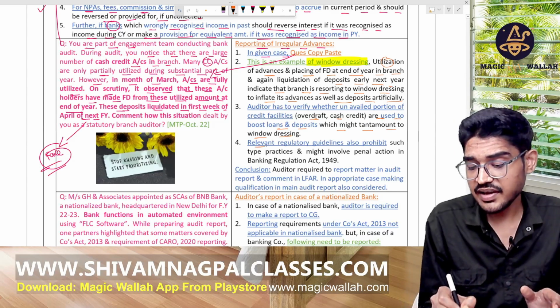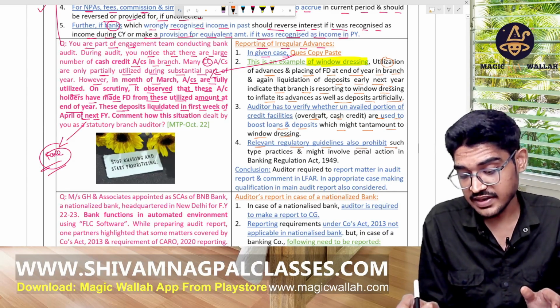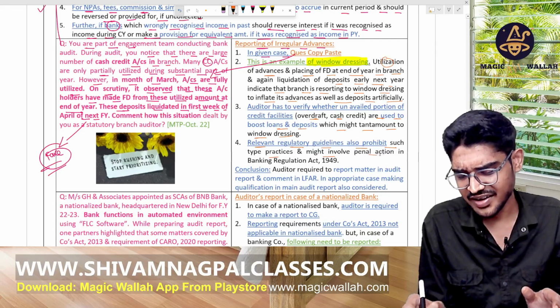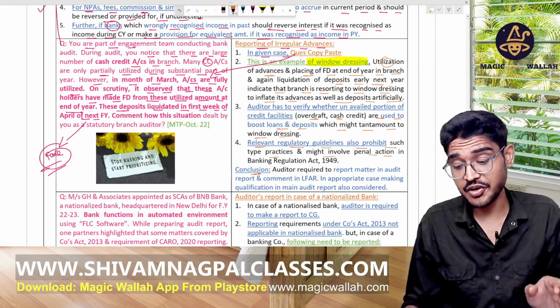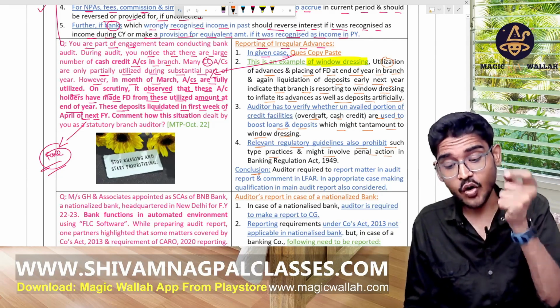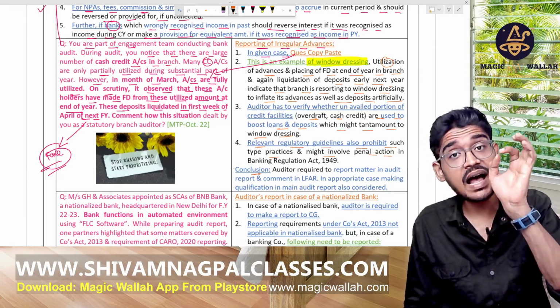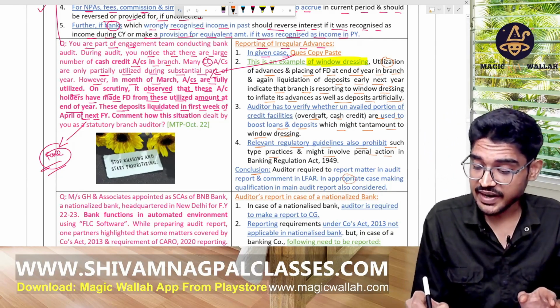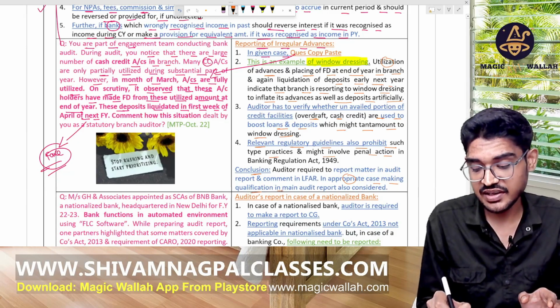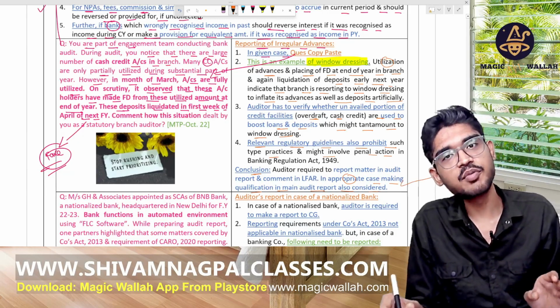The relevant regulatory requirement also prohibits such kind of practices. These are totally wrong. And the conclusion is that the auditor is required to report the matter in the audit report, and also comment in the LFAR. In appropriate cases, making the qualification in the main report, we will qualify the report, right?